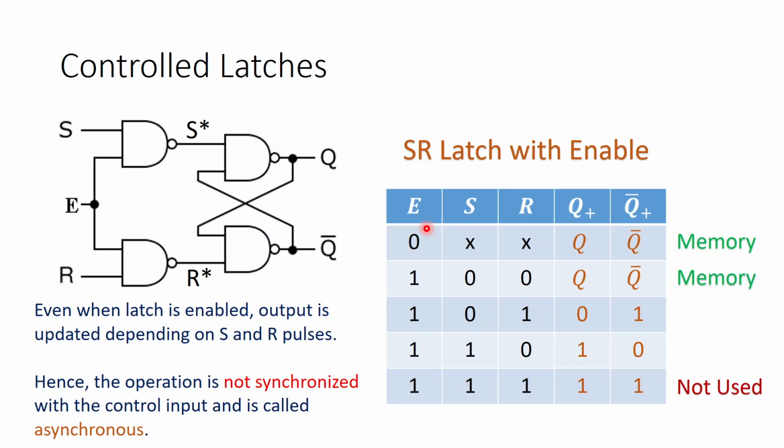So the output can change depending on some other inputs which are asynchronous with the control input. So here S and R could change anytime, it does not depend on E, and the output is changing depending on S and R. Okay, so you might suppose that this would be the case always, but it is not so. We will look into circuits where the output will change depending on the change of the enable input, and that is where we would like to go actually. But for the time being, understand that this is an asynchronous mode of operation.